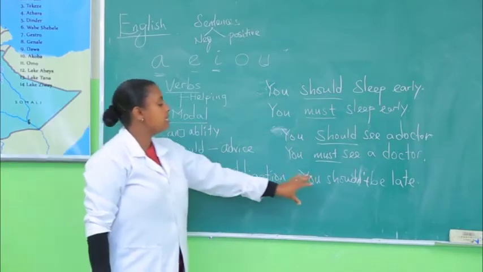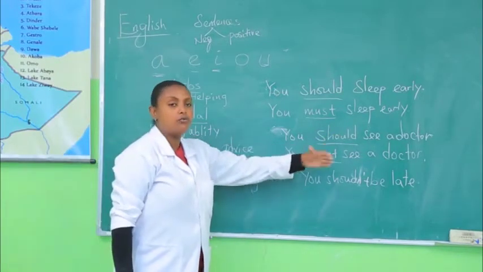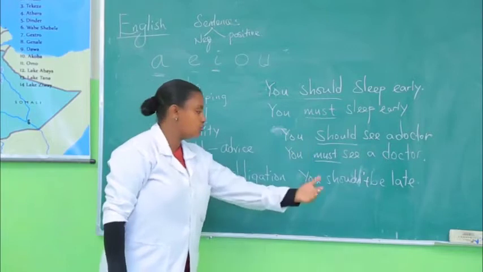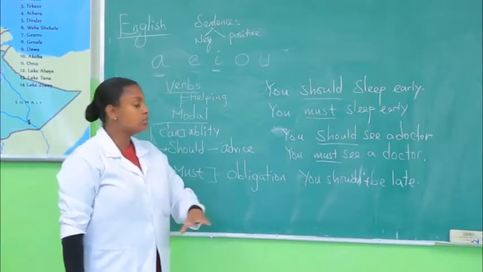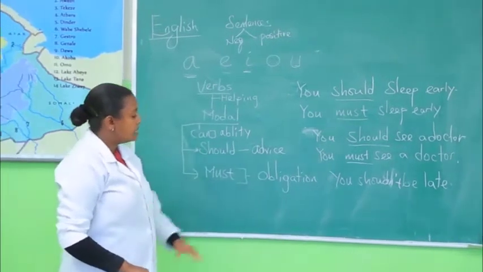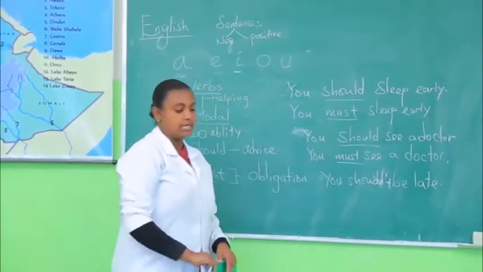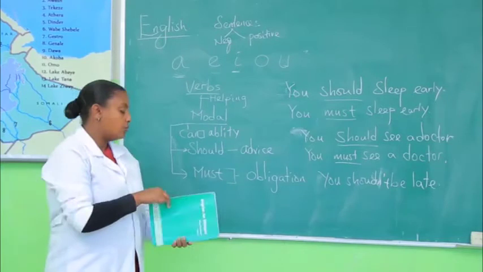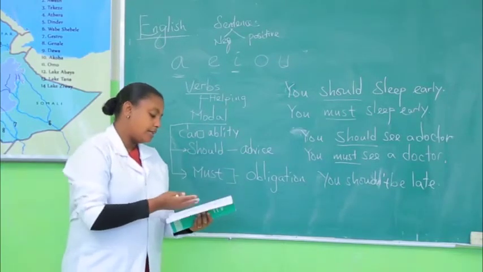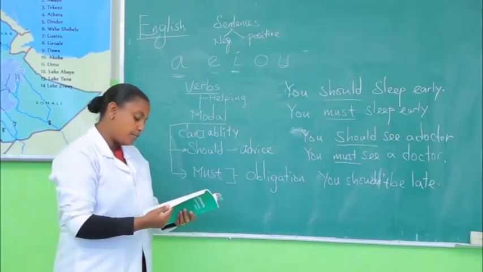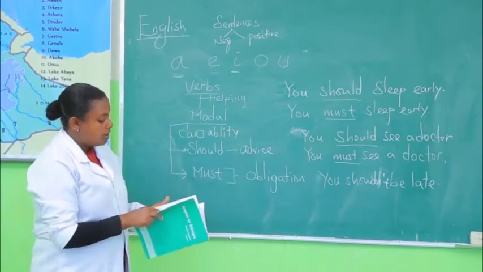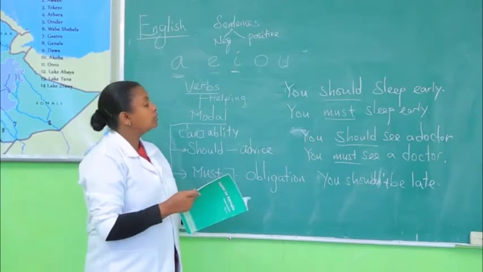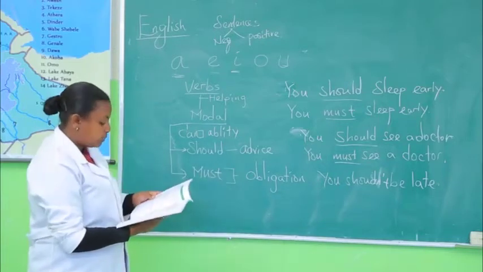The difference is one of them is positive, which means something that you should do, but the other one, when it is negative, is something that you shouldn't do. So this is a difference. The same is true for must. So you have to remember these things, and there are exercises on page 45 also about should and shouldn't. So you have to remember all these things about these modal verbs.